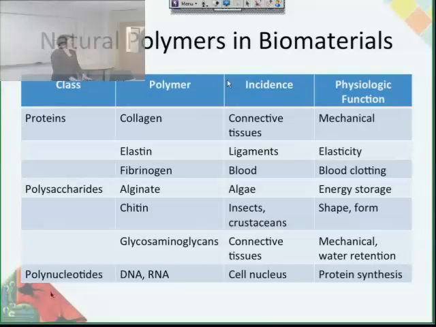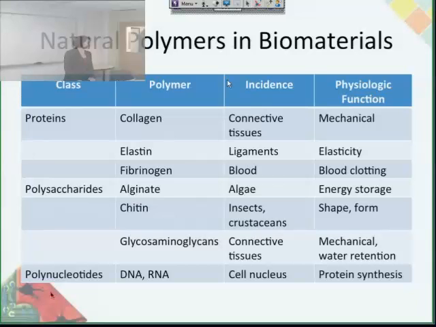As far as polysaccharides, that's just repeating units of sugars, and so alginate and chitin and glycosaminoglycans are examples of polysaccharides. And we'll learn more about alginate in the labs for this class. But alginate is actually derived from seaweed and algae, and chitin is derived from the protective shell around insects and crustaceans. And so the chitin is definitely used for shape and form and mechanical properties. Algae use alginate for energy storage, but we just use it to make hydrogels that have various applications, which we'll get into later.